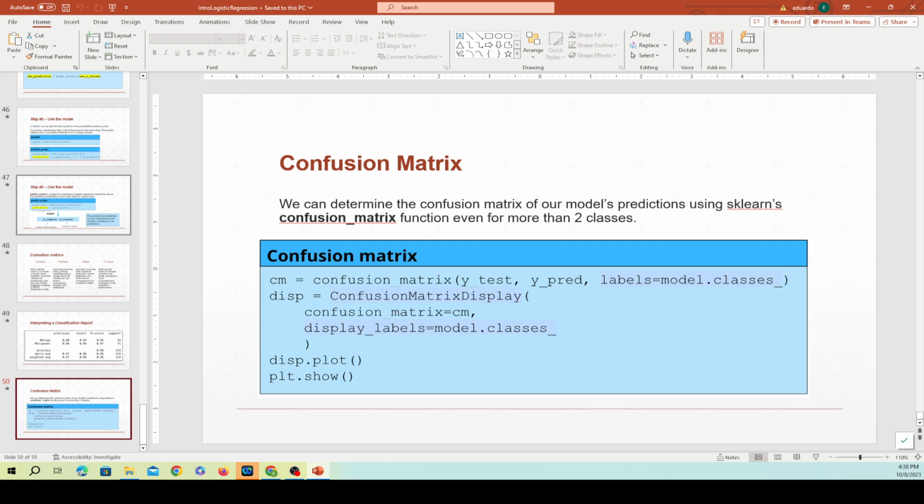And again, the confusion matrix is one that we have used before. We use the confusion matrix with the Y test and the Y predictions, and the labels for the model classes. The display will be equal to the ConfusionMatrixDisplay, and then we use the confusion matrix CM that we created, with the model classes as display labels, and then we display the model. Okay, so that's the end of that lecture PowerPoint, and we'll see you guys on the implementation using Python.